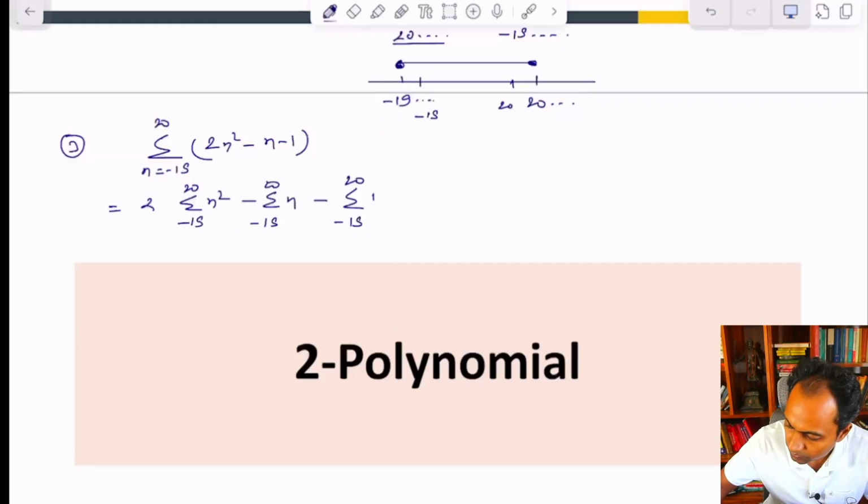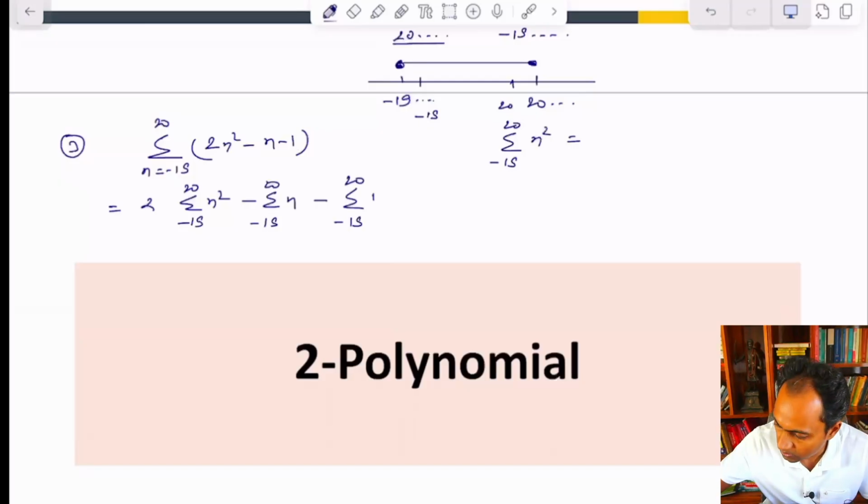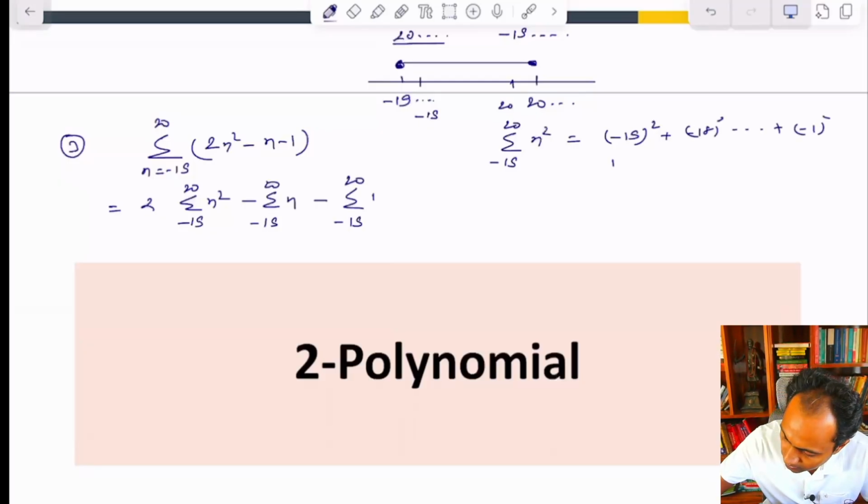So if you want to do the first part, the summation of n square from minus 19 to 20, if you write it down, I know a lot of people have problems with summation, so I'm writing it down systematically to help you out. It will start with minus 19 square, minus 18 square, it will go till minus 1 square. Then there would be a 0. After that, again it will start with 1 square, 2 square, go till 19 square and then 20 square.